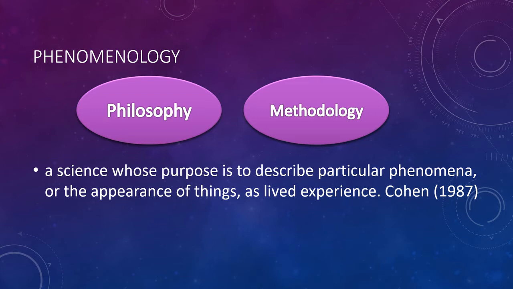Phenomenology can be seen in two things. It's a philosophy, and it's also a methodology. It started as a philosophy. We talked about Husserl and Heidegger, having this philosophy stemming from Kant's question of reality and how we view reality. But later on, it has evolved into a phenomenology that a lot of researchers use. So phenomenology is a science whose purpose is to describe a particular phenomenon or the appearance of things as lived.